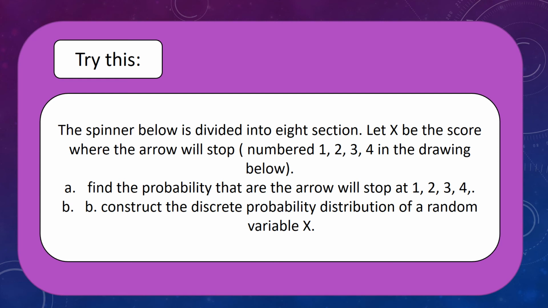Okay, try this example. The spinner is divided into 8 sections. Let X be the score where the arrow will stop at 1, 2, 3, 4 in the drawing. Find the probability that our arrow will stop at 1, 2, 3, and 4, and construct a discrete probability distribution of the random variable X.